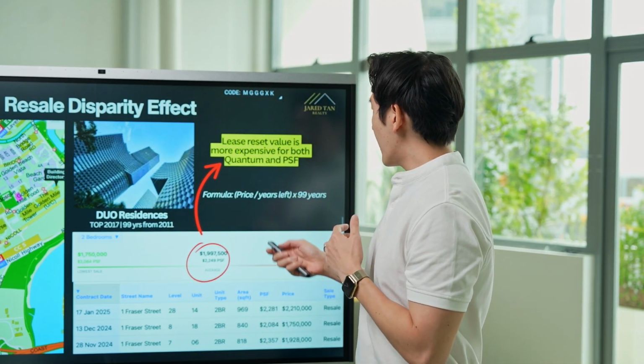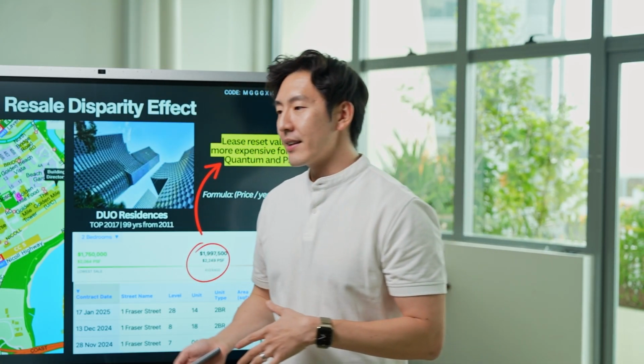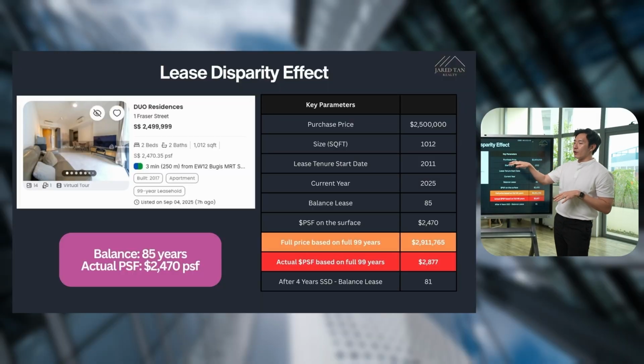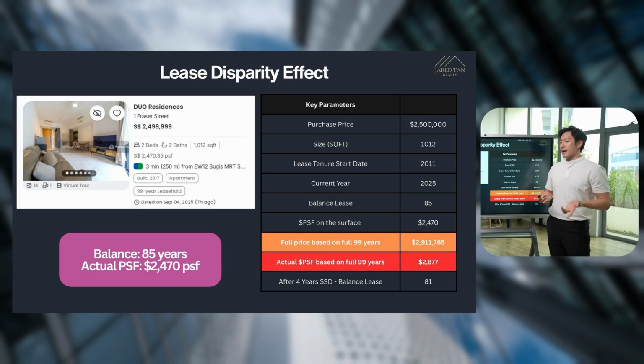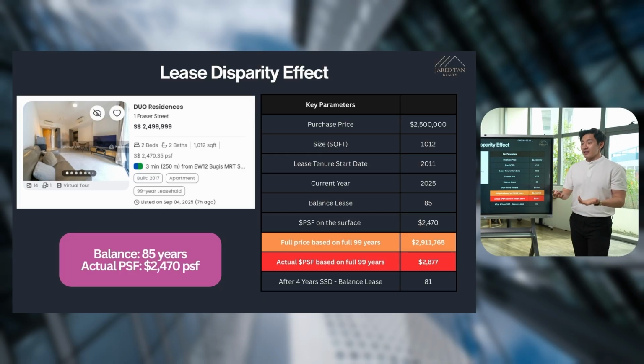Because if you look at the lease reset value, if I just reset Dual Residence to a brand new 99 years, what I'll find is that at purchase price, so this is a listing for Dual Residence on PropertyGuru, you will see this person is asking 2.5 mil for a 2-bedder. Lease tenure start date is 2011, so it approximately has a balance lease of about 85 years. So PSF on the surface is about 2004. So if I just reset that to a full 99 years, actually it comes back to be about 2008 PSF, with reference to a brand new 99 Aurea at 2007.